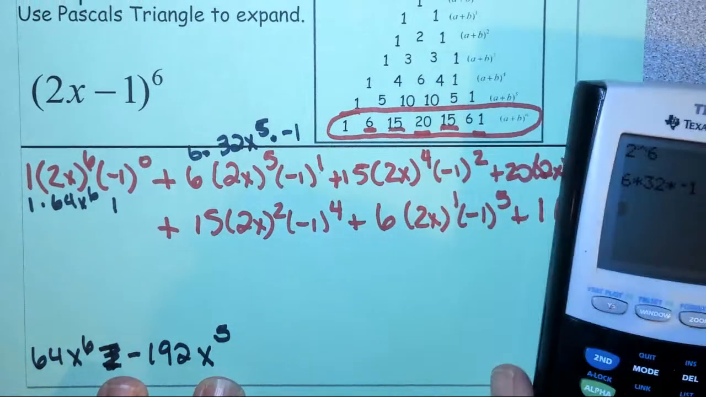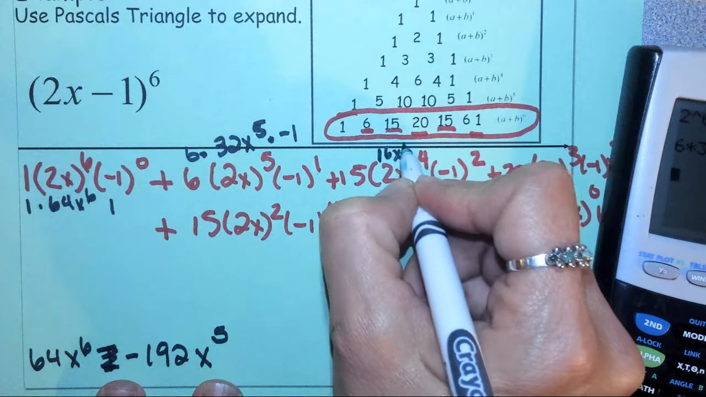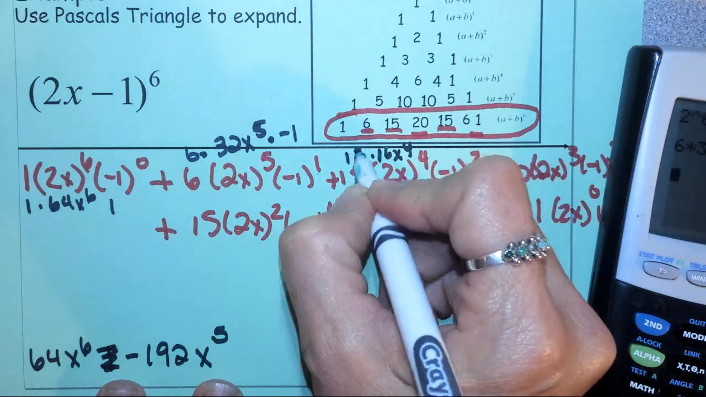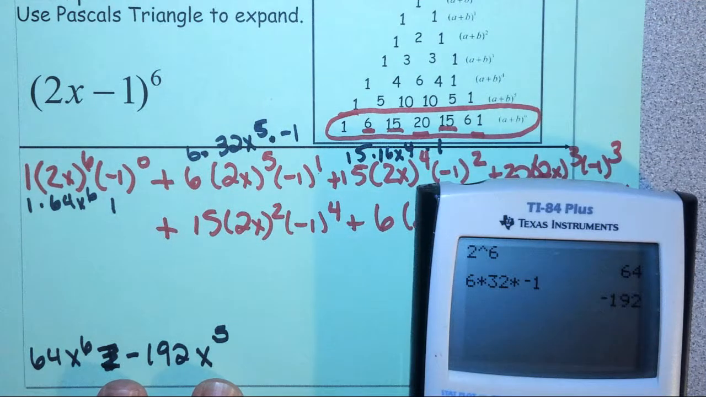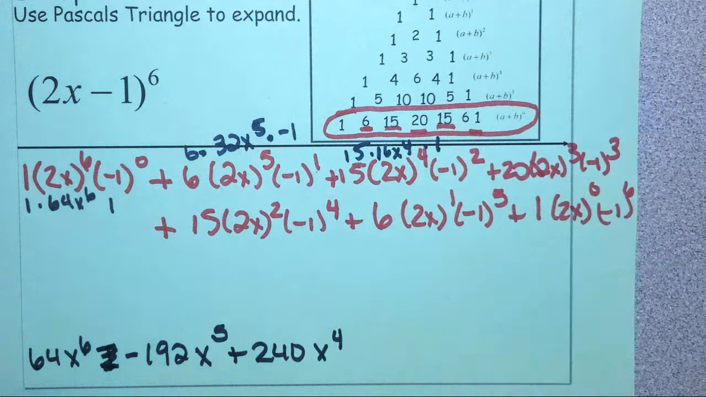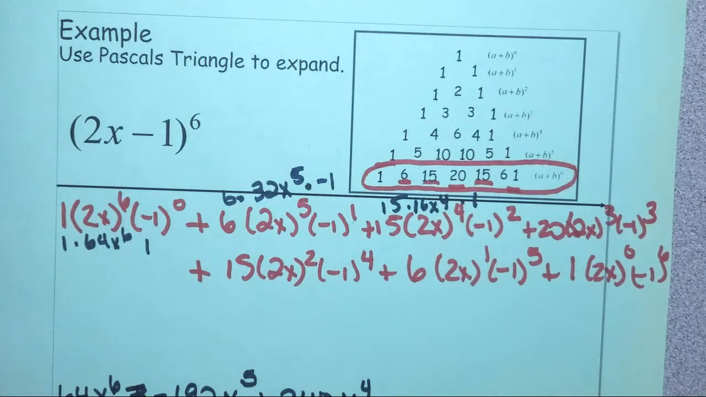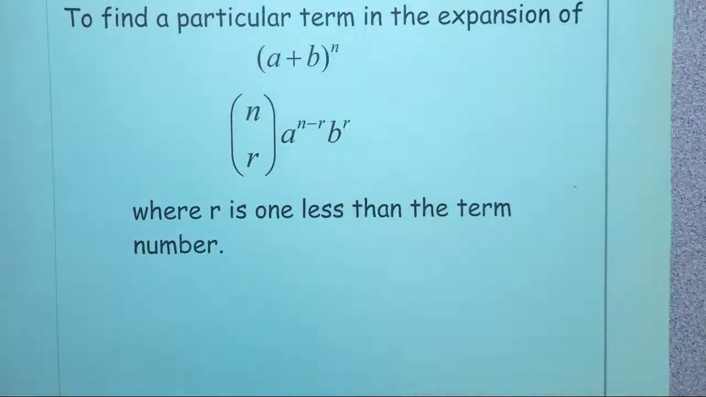the pattern going. So we have 2 to the 4th, and 2 to the 4th would be 16. I got my 15 out here. And then I have negative 1 squared, which would be positive 1. So we have 15 times 16 times 1. So plus, because it came out positive, 240x to the 4th. And you just keep this going. You just need to decide, do you want to use the n choose r method or the Pascal's triangle? Whatever method works for you is the one you need to do.